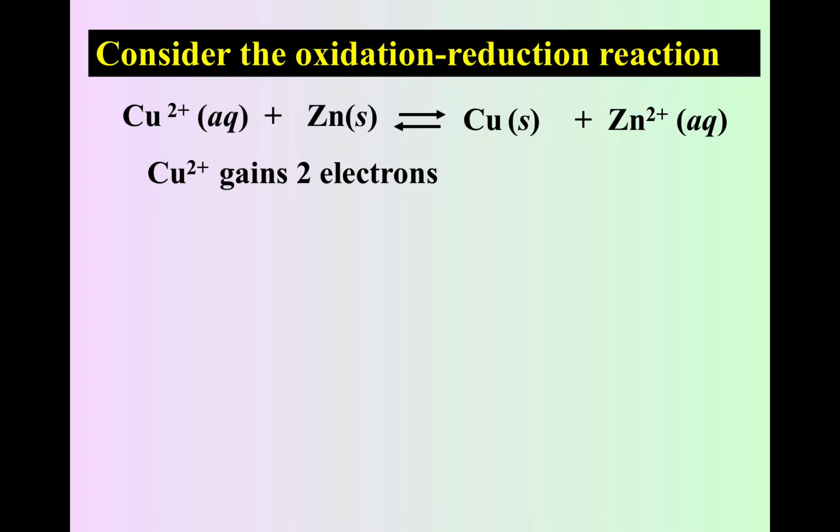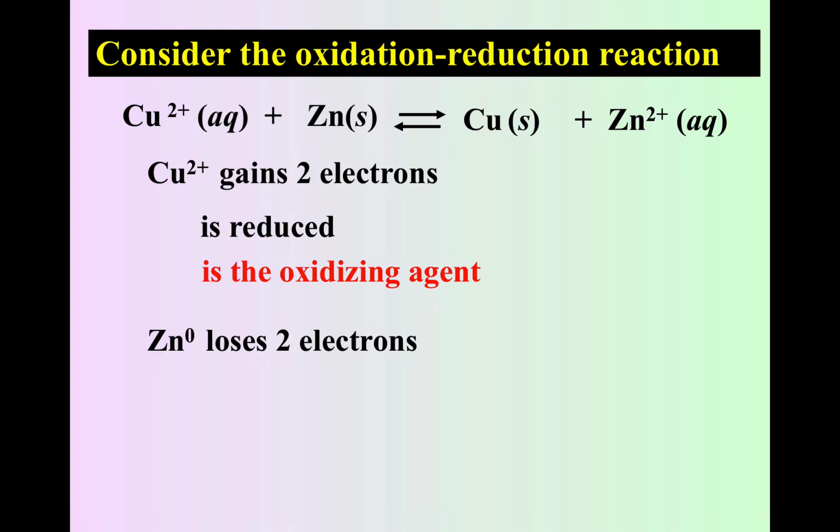Copper 2+ is going to take 2 electrons away from zinc. That's how we see this, and therefore it's reduced. That makes it the oxidizing agent. And zinc, with an oxidation state of 0, is going to lose 2 electrons, become zinc 2+. And in the process, it's oxidized, making it the reducing agent, causing the copper 2+ to be reduced.